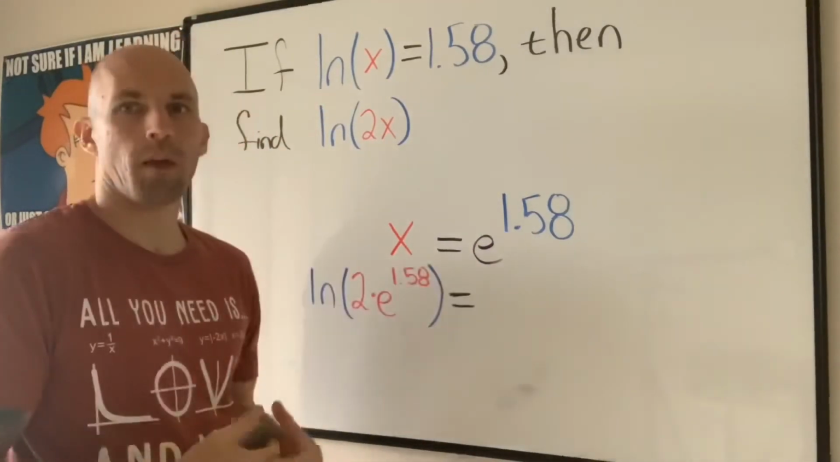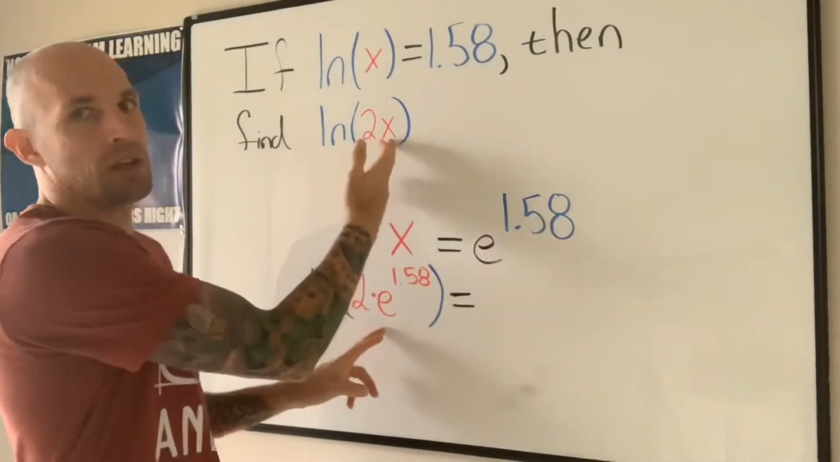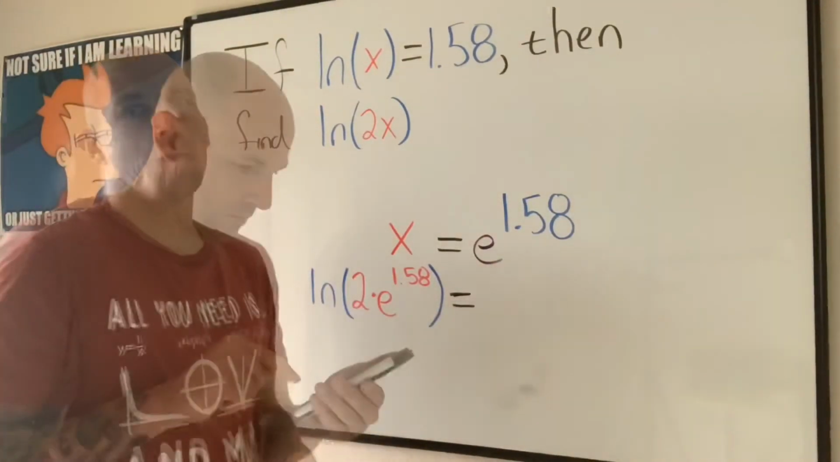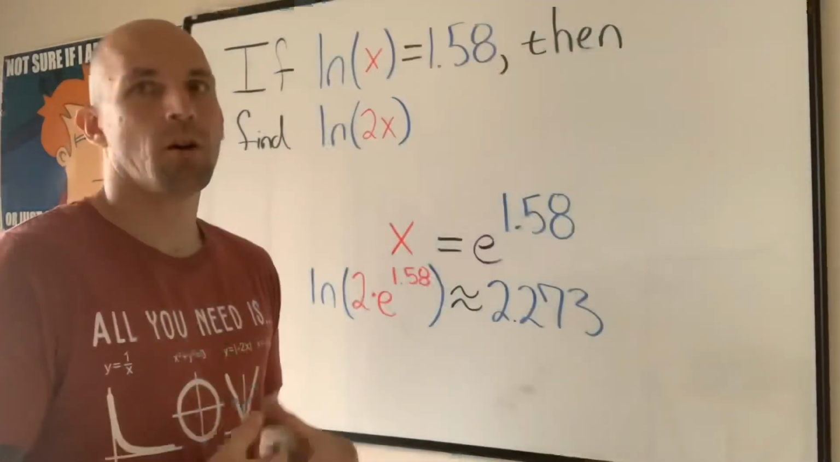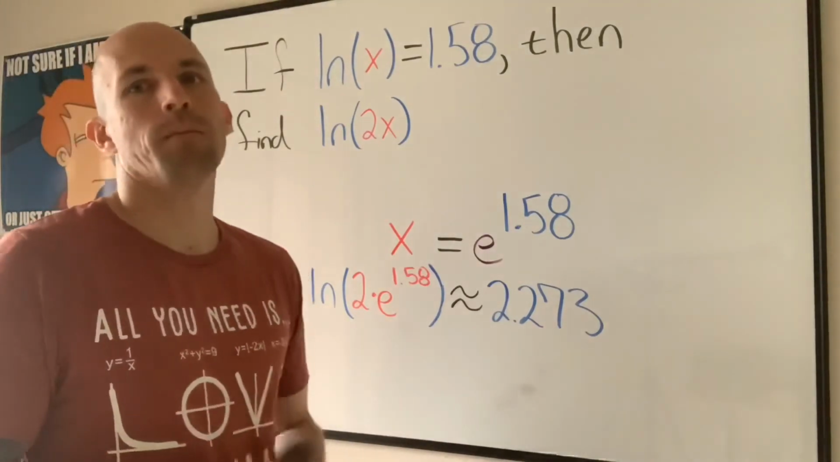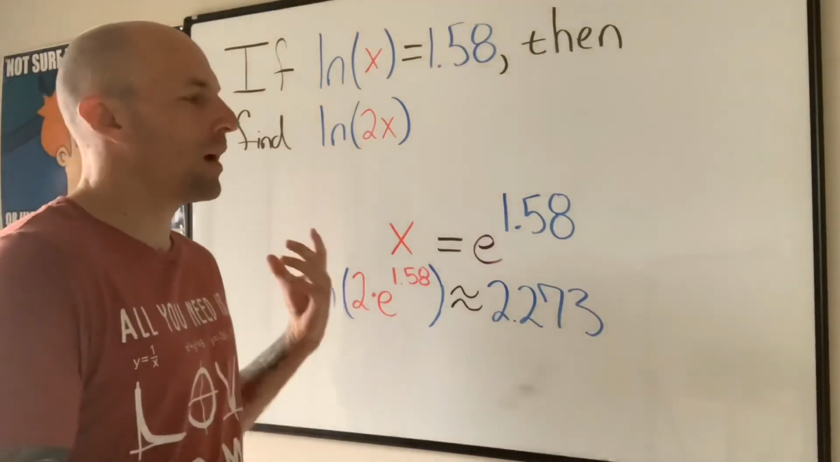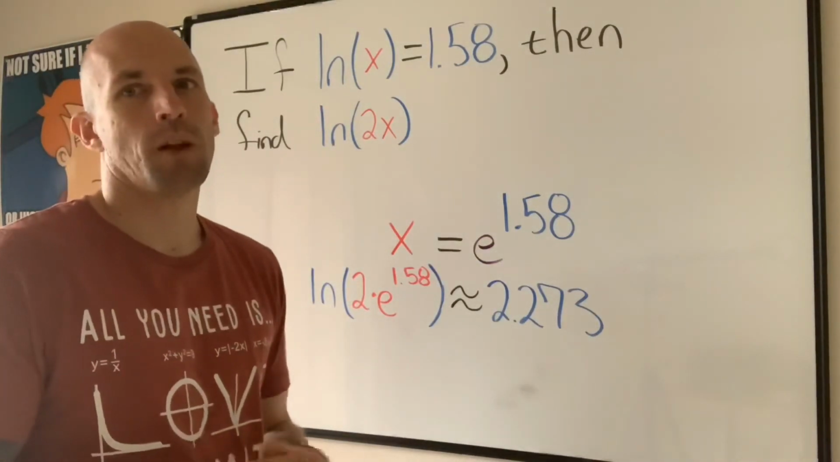Since the value of x is e to the 1.58, finding the natural log of 2x should be no problem. All we have to do is substitute in our value of x and then use a calculator to solve. So the value that we're looking for is about 2.273. And while I'm sure there's a way to find the value of logarithms without using a calculator, it's no longer taught in school.